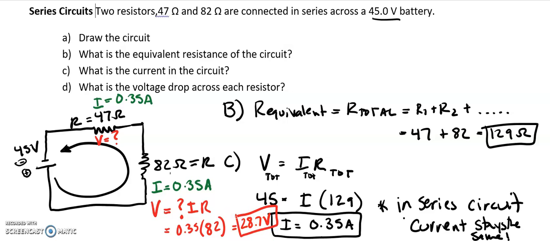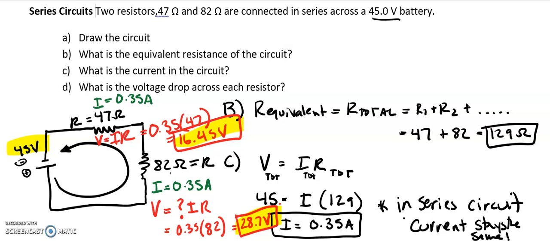Great. Now let's go ahead and do it for the other one. So V equals IR. The I is 0.35 times resistance is 47, and I get 16.45 volts. Cool. So I found the voltage for each one. So now let's think about it. What is so significant about this number and this number when compared to the total voltage? I want you to think about that for a second, pause this video, and then check back in.